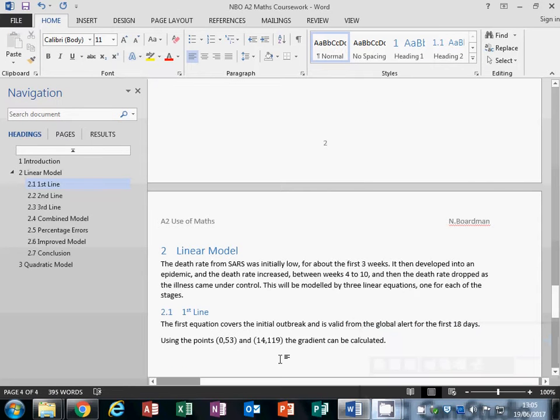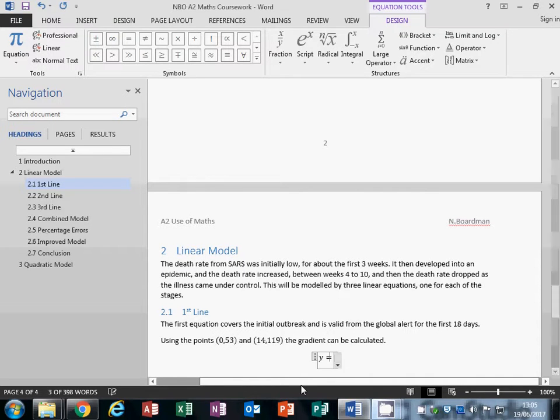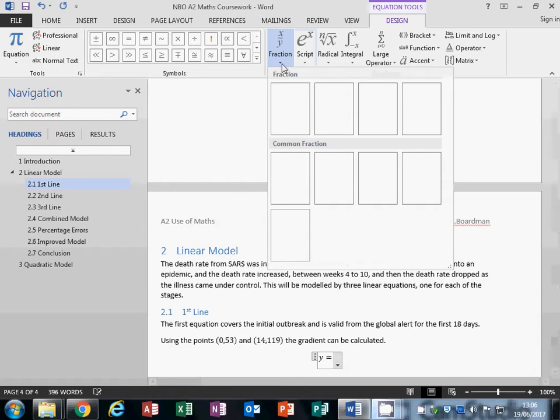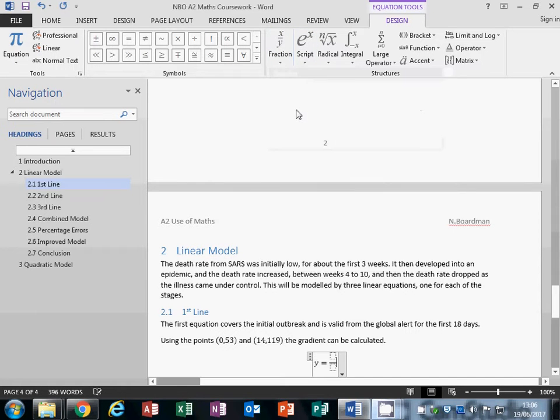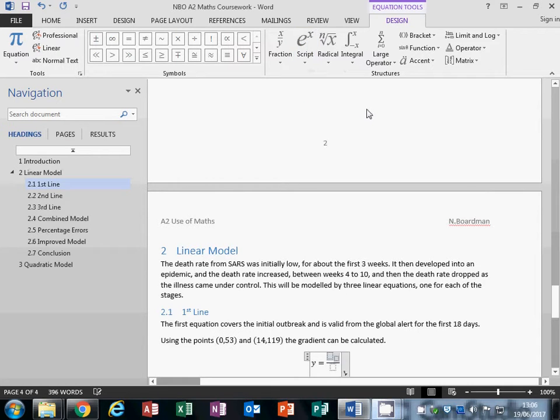Most of what we're doing can just be done in Word normal. You're also going to need to insert equations. To do that, you go into Insert and then Equation, and you get a box for the equation type. So for our gradient equation, we've got y equals, and then it's a fraction, and then inside our fraction we are going to need to use a script.